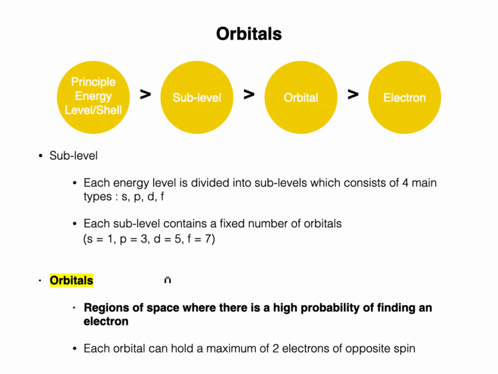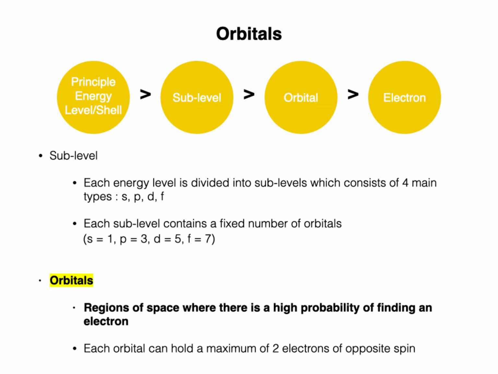The P sublevel contains 3 orbitals. The D sublevel contains 5 orbitals. And the F sublevel contains 7 orbitals. Now, what are orbitals? Orbitals are a region of space where there is a high probability of finding an electron. Each orbital can hold a maximum of 2 electrons of opposite spin.